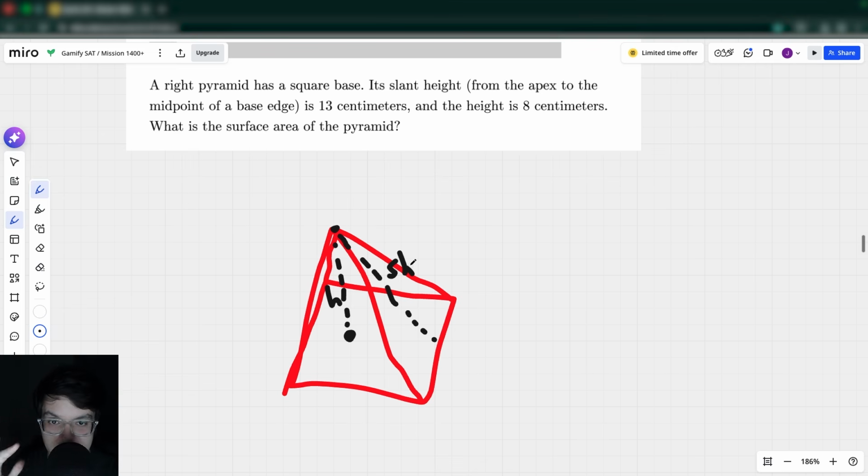It's very important to know the difference when you're solving problems like this. So yeah, it says here that the slant height would be equal to 13, and then just the regular height would be 8. So pretty good stuff. What is the surface area of the pyramid?